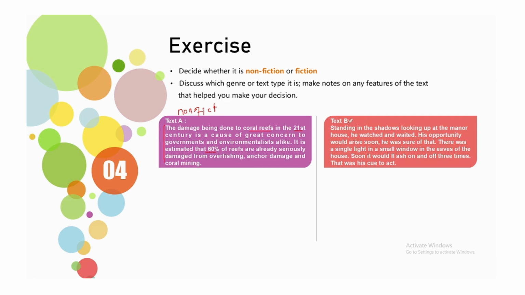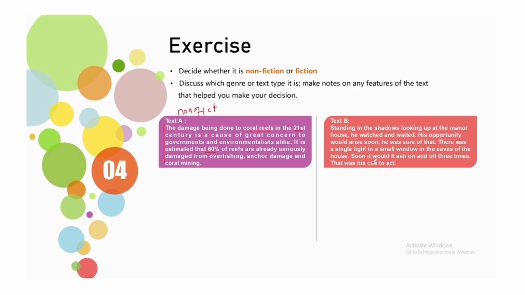Let's read together. Standing in the shadows, looking up at the manor house, he watched and waited. His opportunity would arise soon. He was sure of that. There was a single light in the small window in the eaves of the house. Soon it would flash on and off 3 times. That was his cue to act.